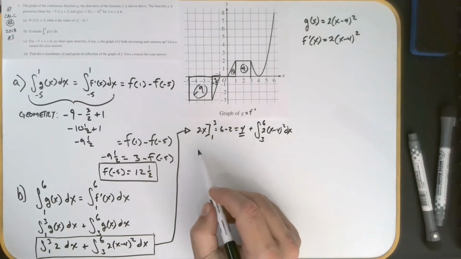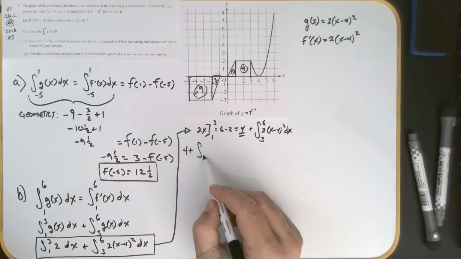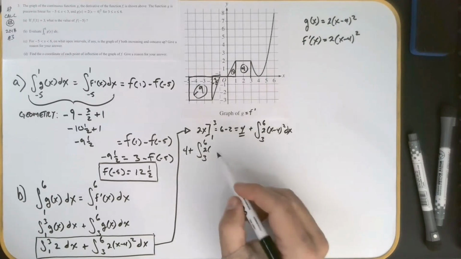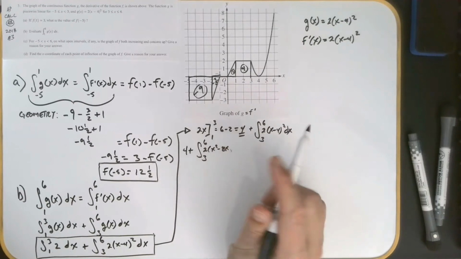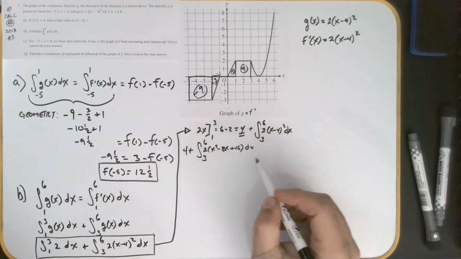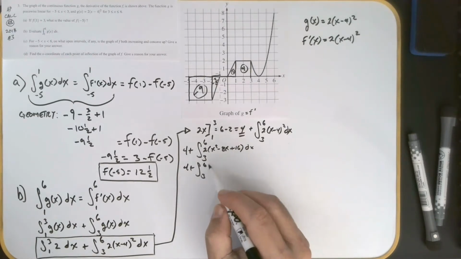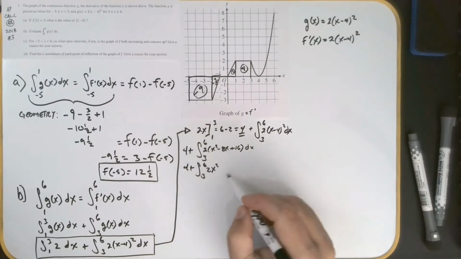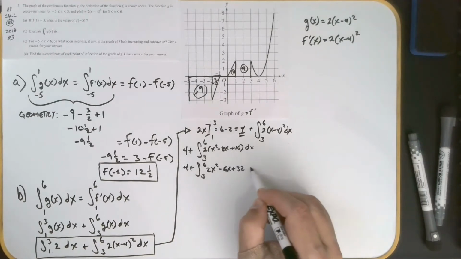I'm going to move this over. Well, what if you decided to say, well, it's going to be 4 plus, and I'm going to integrate from 3 to 6, and maybe you just decided to say, well, I'm just going to expand that. I'm going to make that x squared minus 8x plus 16 dx, and then you might have said, well, that's going to be 4 plus, 3 to 6, I'll just distribute that 2 in there, and I get 2x squared minus 16x plus 32 dx.